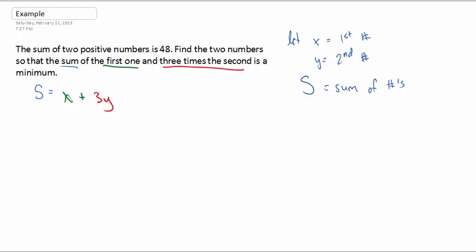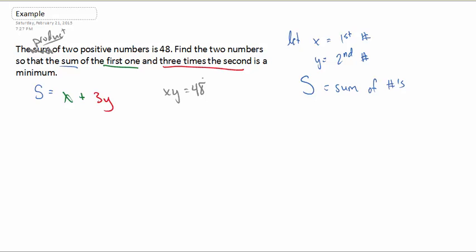Except I used the wrong word here. This is not supposed to be the sum of 2 numbers. It's supposed to be the product. We could do it, but this makes the problem more interesting. The product of 2 positive numbers is 48, so x times y equals 48.